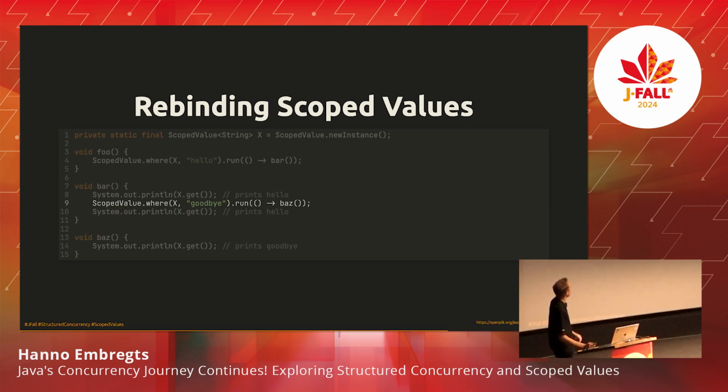And the nested scope is, in this case, a lambda that calls the bus method, which means that in the bus method, x.get will print goodbye. So it's like a nested thing. But after the bus method completes, well, then the scope for the scoped value is also complete, and x.get will print hello again. So they can be overwritten, but not changed, right? Hello can never be changed here. It will remain hello.